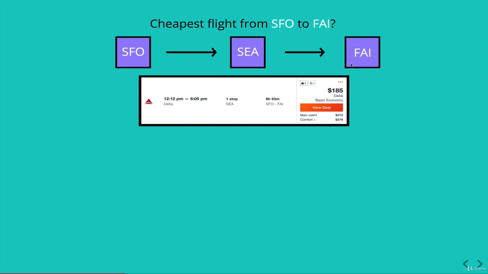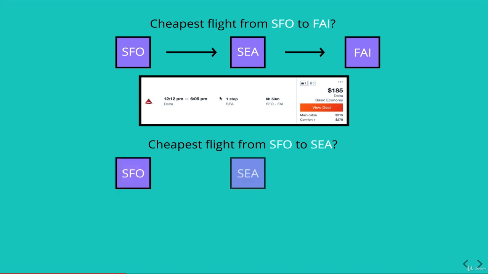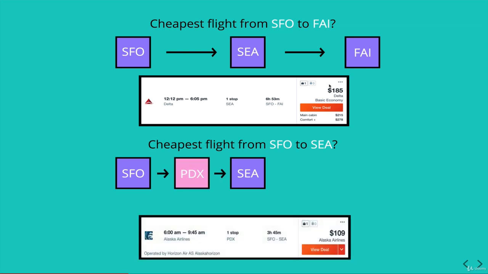So if this exhibited optimal substructure, then the shortest or the cheapest way to get to Seattle should be just SFO to Seattle. That should be the same flight. But in fact, the cheapest flight from SFO to Seattle was not SFO direct to Seattle like we had here. There was actually another stop through Portland. That was the cheapest thing I could find. It was only $109 if we stopped in Portland.